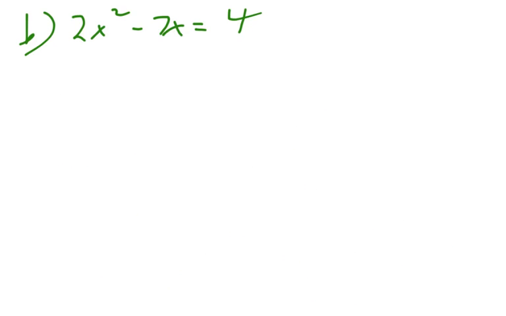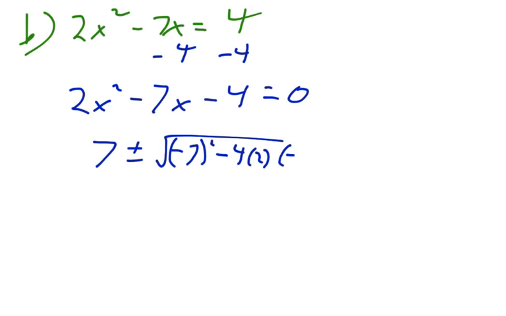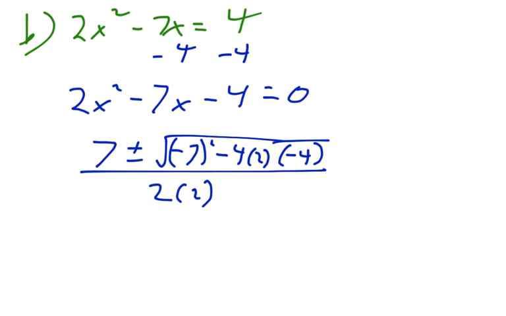In part 2, we got 2x squared minus 7x equals 4. So the first thing I'm going to do is subtract 4. Now we could solve this using factoring, but I'm not going to, because it said to use the quadratic formula. And if you're not really sure whether you can factor or not, the quadratic formula will always work.